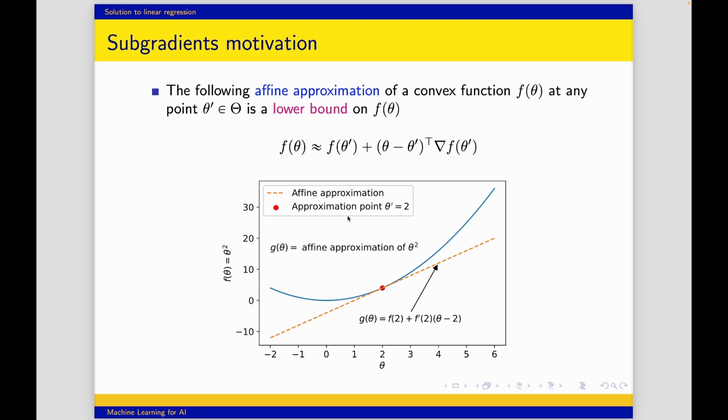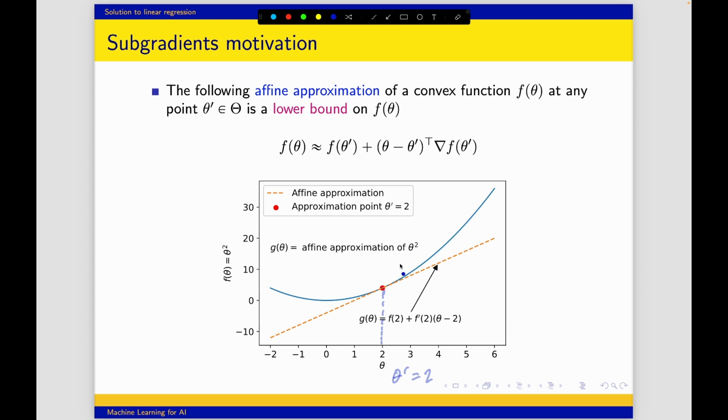So let's have a look at an example of that. We'll again pick this example of f of theta equals theta squared, which is convex. And let's pick this point theta equals 2. Right, so I'm picking here the point theta equals 2. Okay, so let's pick the point theta equals 2. Right. So picking this point here, theta prime equals 2.